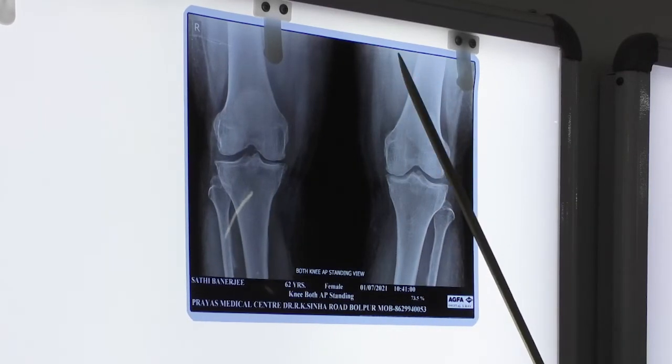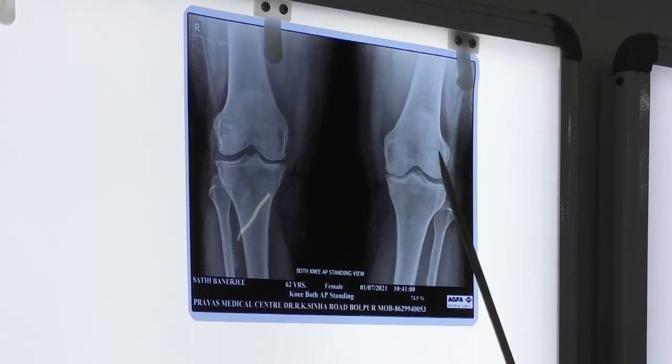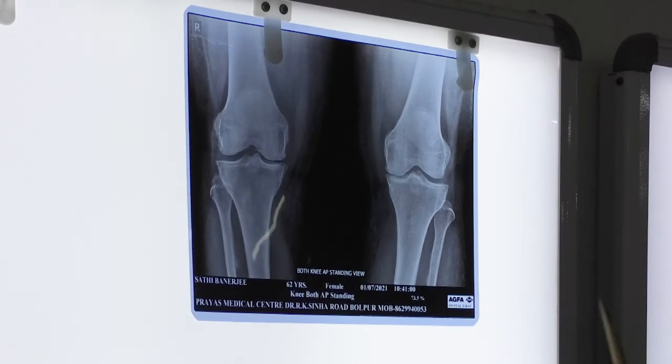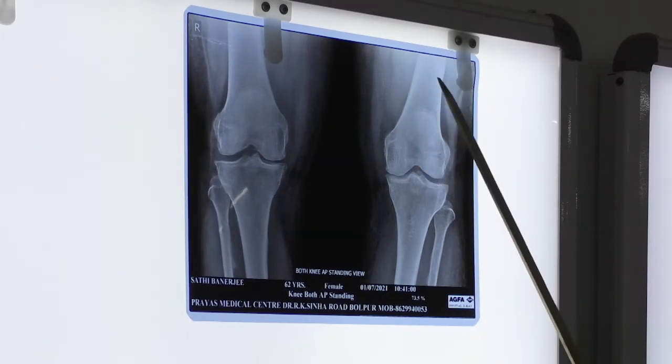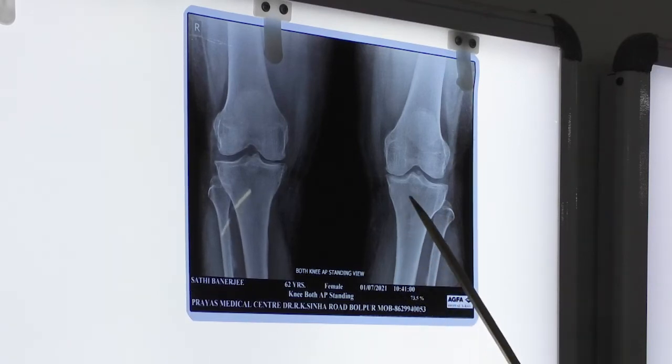Because it does superimpose the shadow of the lower end of the femur. So we cannot see it by looking at it. So that is very important. Okay. So here we can see the cortical bone, and here we can see the middle of the bone, the black shadow.